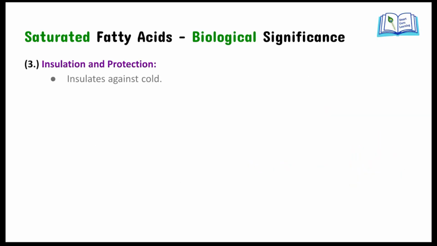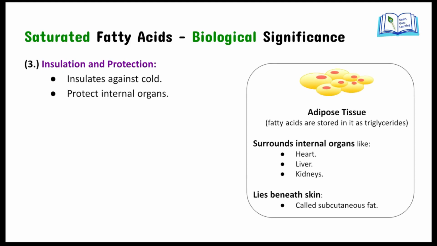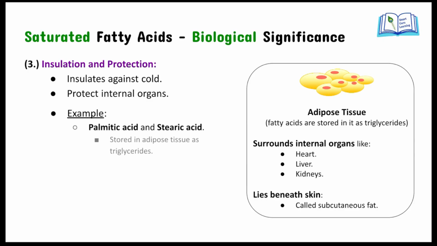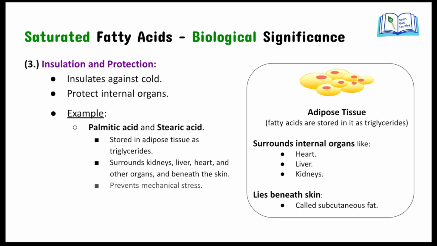Additionally, saturated fatty acids that are stored in the body help to insulate against cold and protect internal organs. For instance, palmitic and stearic acids are stored in the adipose tissue surrounding kidneys, liver, heart, and other organs. This prevents mechanical stress and helps the body to insulate against heat loss.